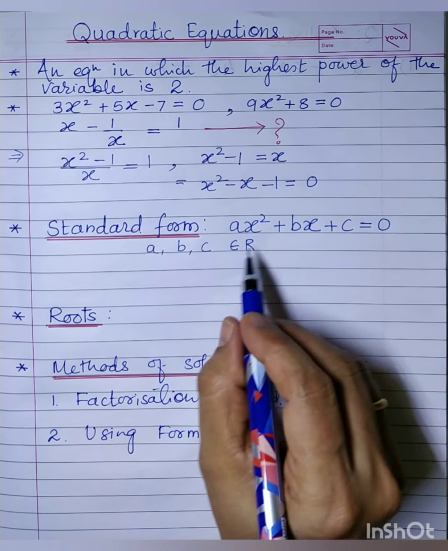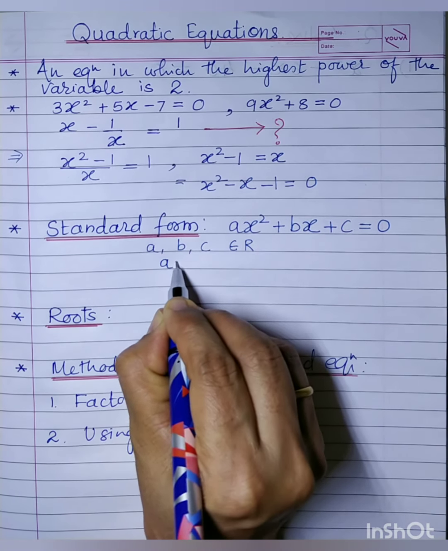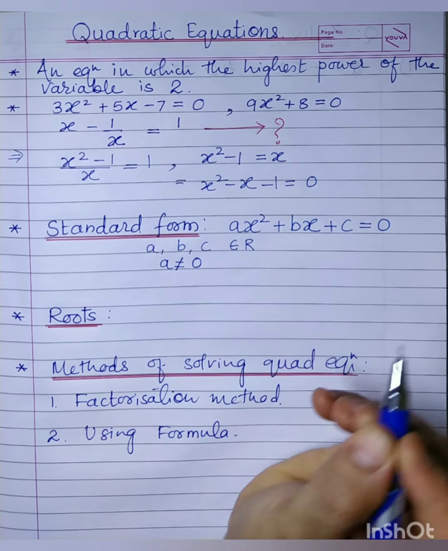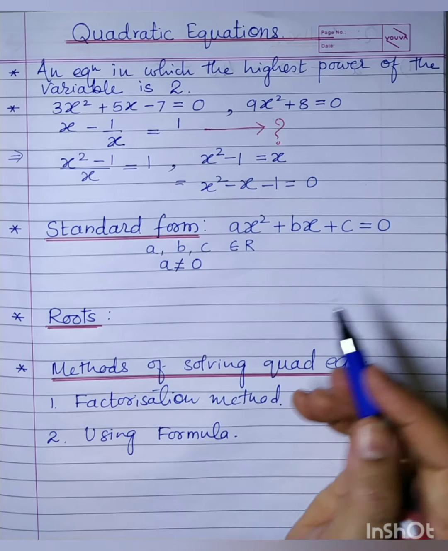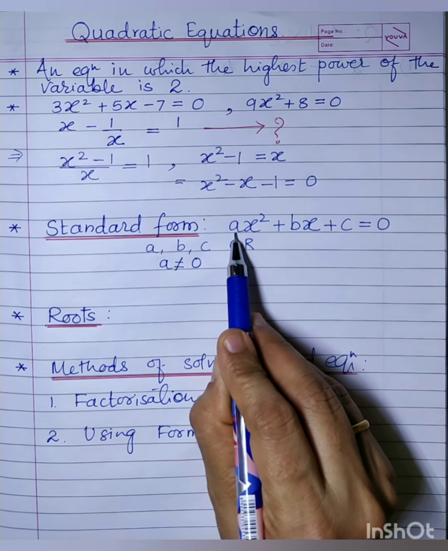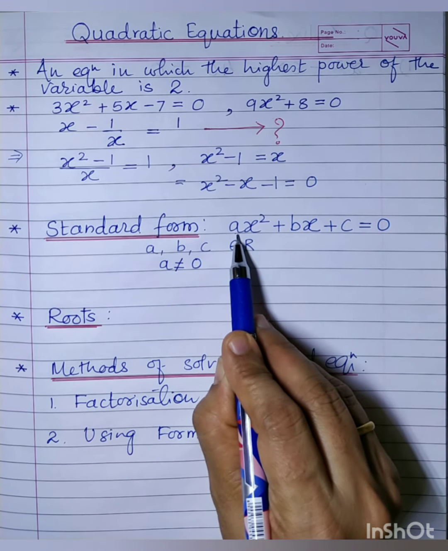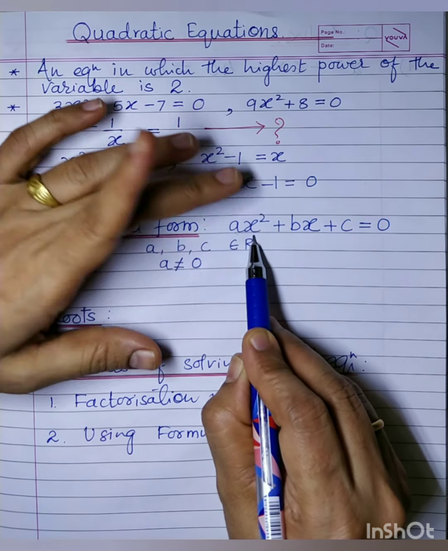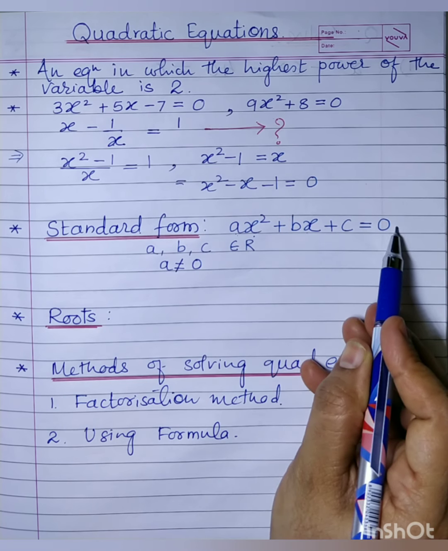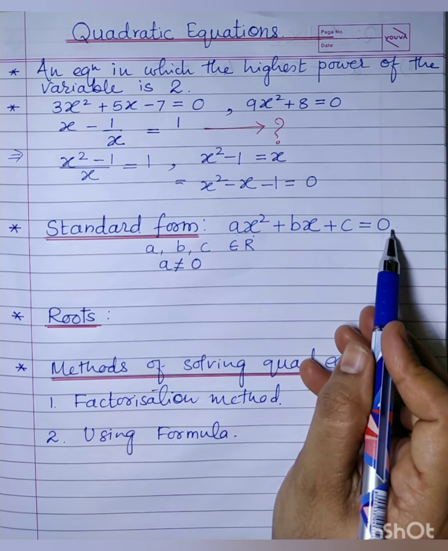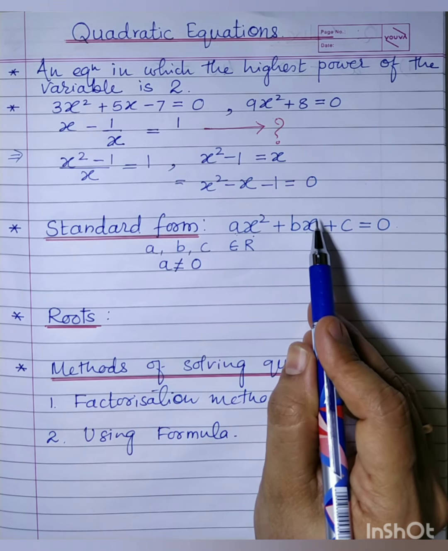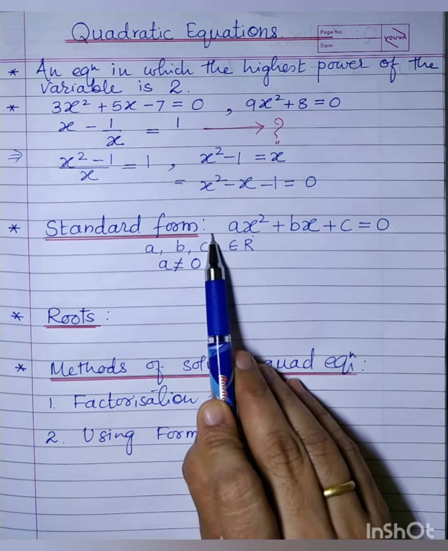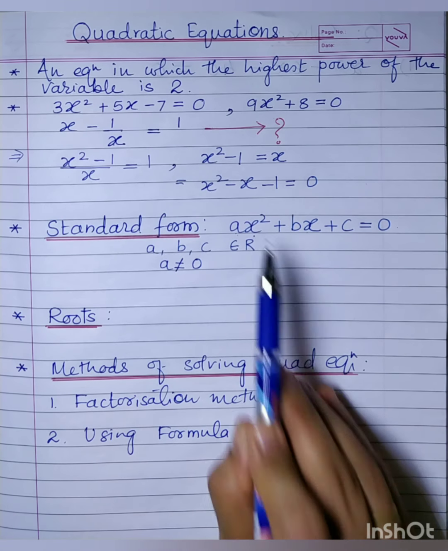Okay, and one more thing to be noted here, that the value of a cannot be 0. The reason is pretty clear. If you put a is equal to 0, the term ax square itself becomes 0. The equation becomes bx plus c is equal to 0, which will be a linear equation, an equation with degree 1. Okay, so this is the standard form of a quadratic equation in variable x.